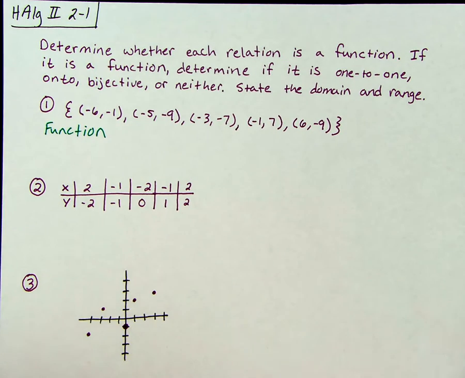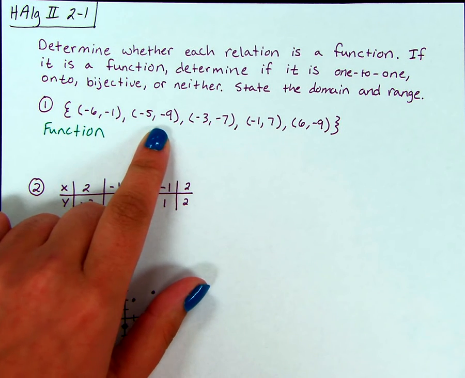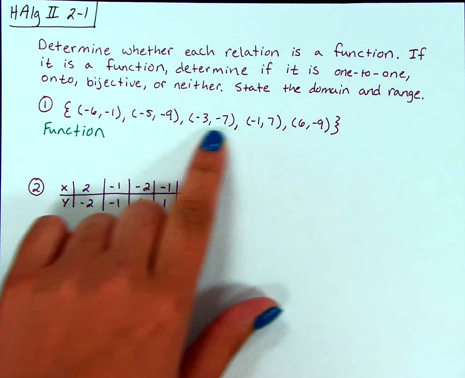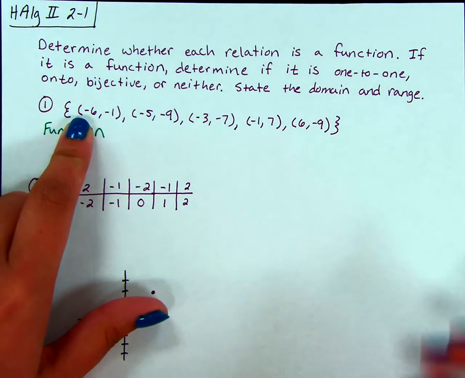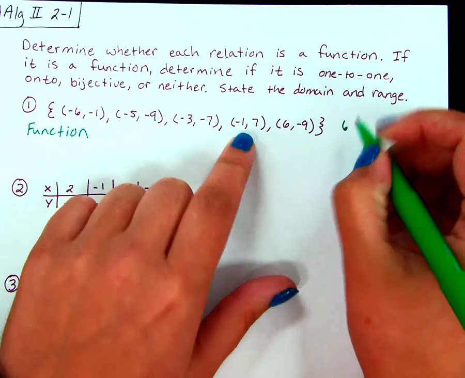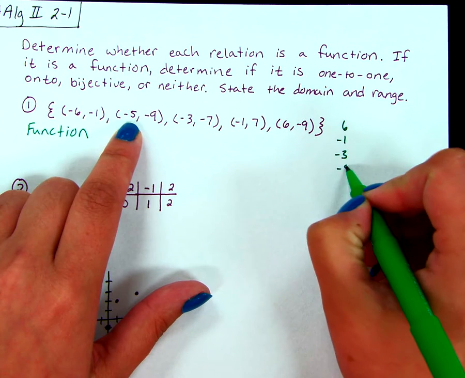Now when we first start these, it's going to be a lot easier to make those diagram mappings that we saw in the examples. And then it will give us a better visual representation to decide if it's one-to-one, onto, or bijective. So let's do that. When we do this, we want to list them in numerical order. So looking, we go from 6, -1, -3, -5, -6. So I'm just going to make that bubble graph off to the side here. So 6, we have -1, -3, -5, and -6.